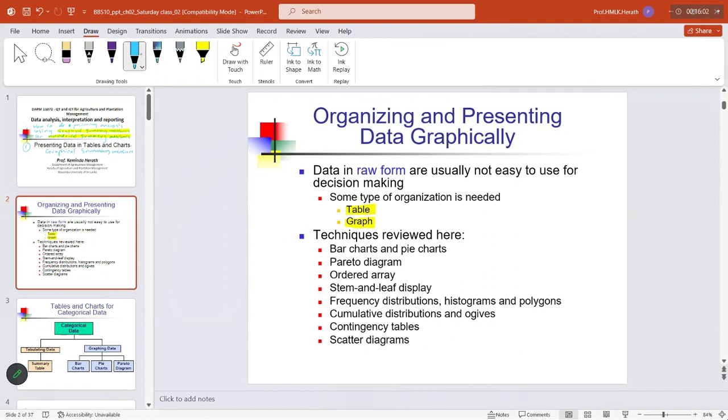The techniques that we will be talking about today are these. We'll be talking about bar charts and pie charts, Pareto diagram, ordered array, stem and leaf display, frequency distributions, cumulative frequency distributions, contingency table, and the scatter diagram.